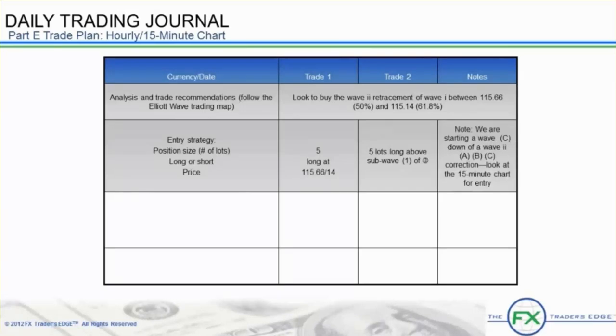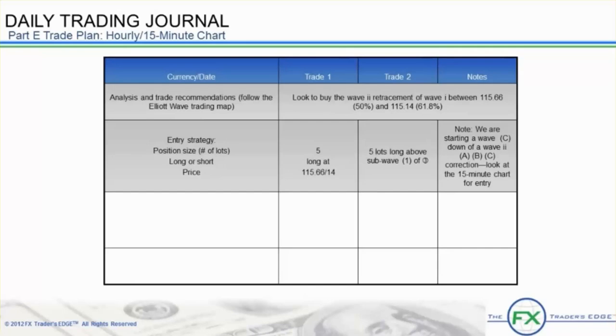At this point, we look to buy the wave 2 down for the third wave up. However, if we do that, our stop loss has to be below the bottom of the start of wave 1, which in this example is 113.42. Assuming we buy our wave 2 correction at 115.66 or 115.14, that is more than you might be willing to risk on a trade. However, if we look at our 15-minute chart where we can fine-tune the move, we might find a better entry level.